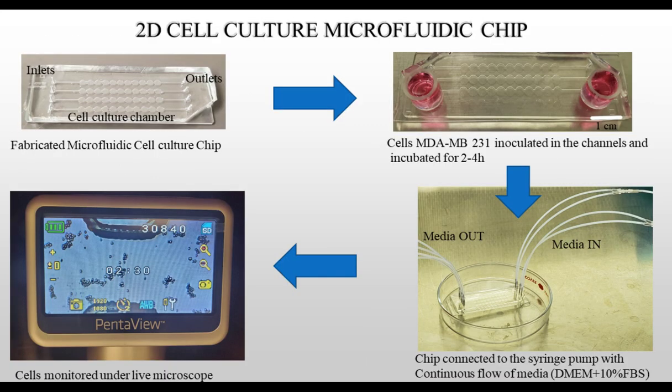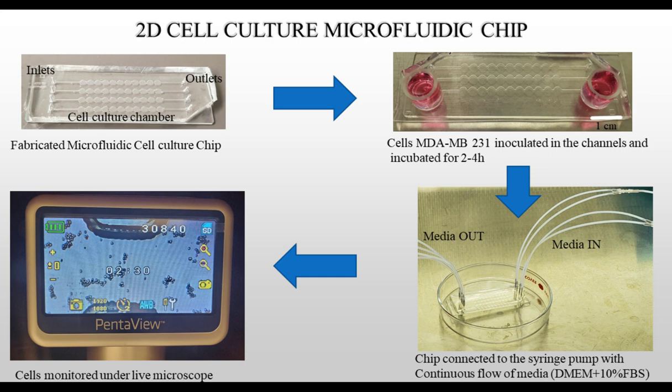So using these techniques, we attempted to culture cells in a 2D platform. In the first image, you can see the microfluidic chip, which was fabricated using photolithography. The chip consists of inlets and outlets, which are interconnected to small chambers, which are 100 micron in height and 3 mm in diameter. Media containing DMEM and F12 supplemented with 10% FBS was used for the experiments, and we selected MDA-MB-231 cells for our study.